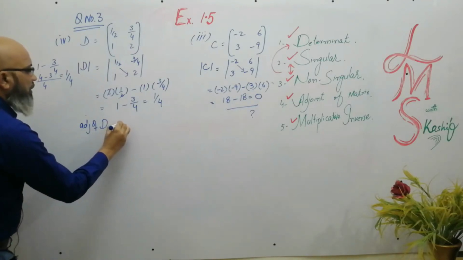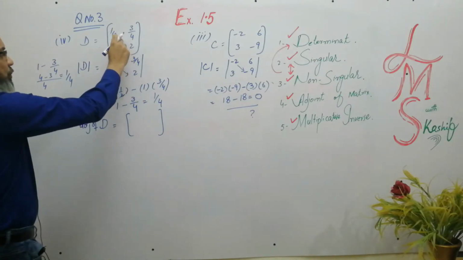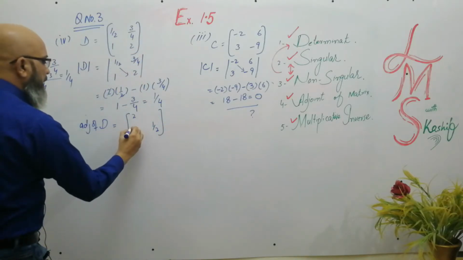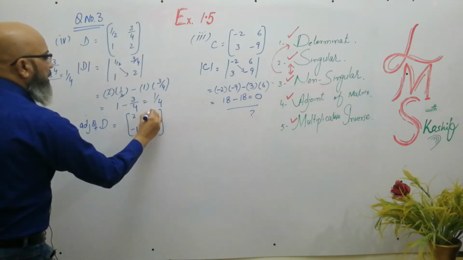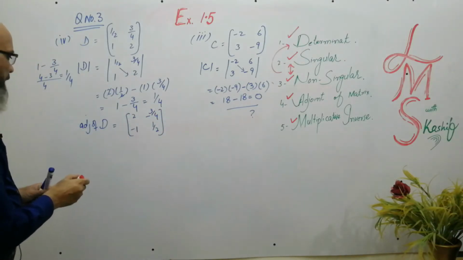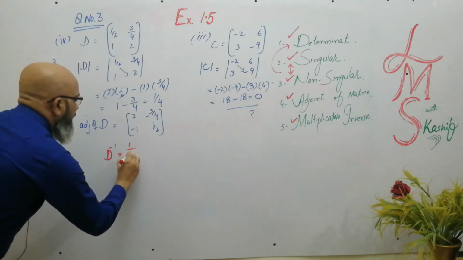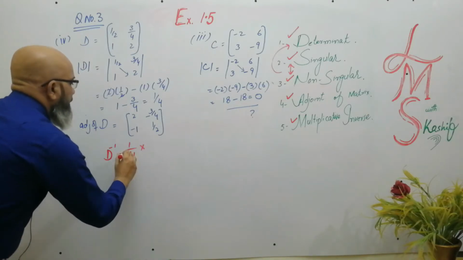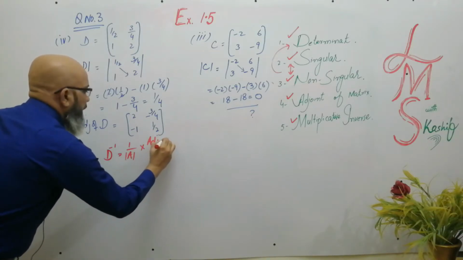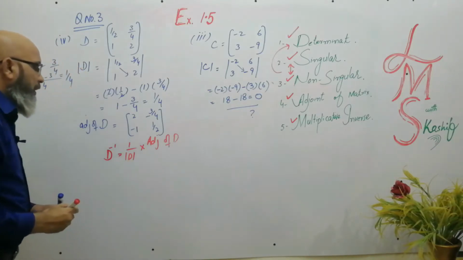Adjoint of matrix D. What is adjoint? What we did in the adjoint, we will change these two places, 2 and 1 over 2, and we will change the signs of these two diagonal entries, and at the last we have to find its D inverse. So D inverse is equal to 1 over determinant multiplied by adjoint of D, because its matrix name is D, so we will write here D determinant.